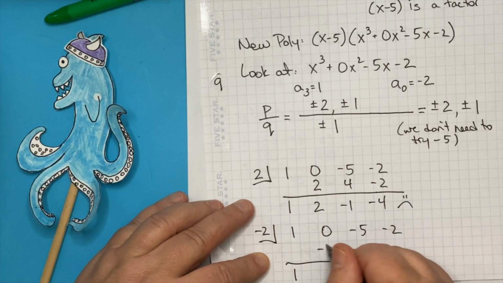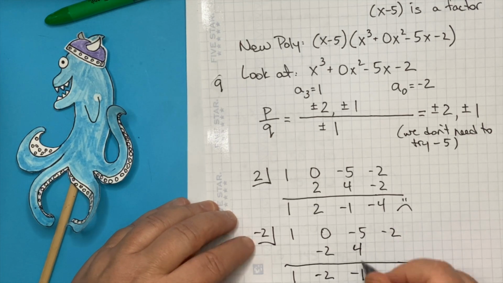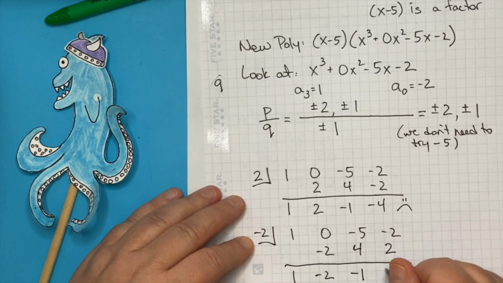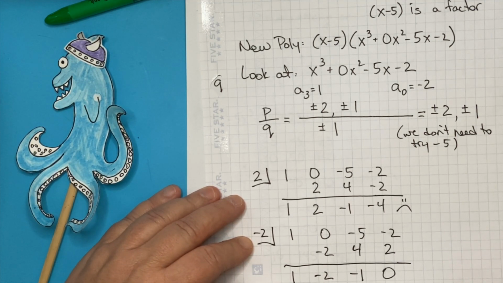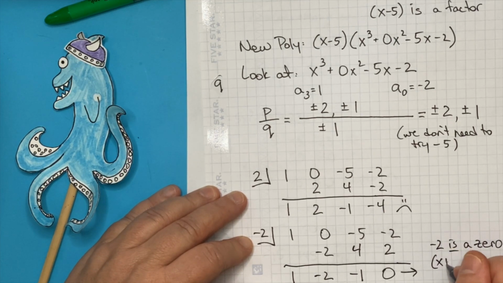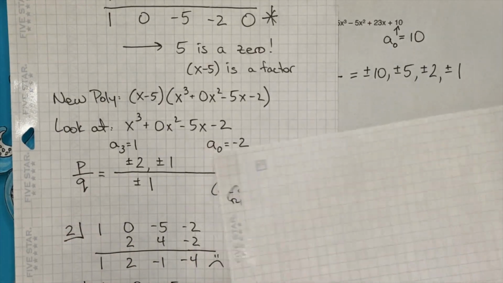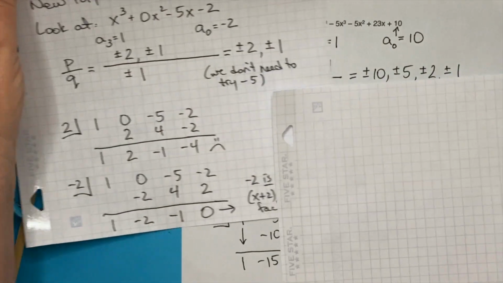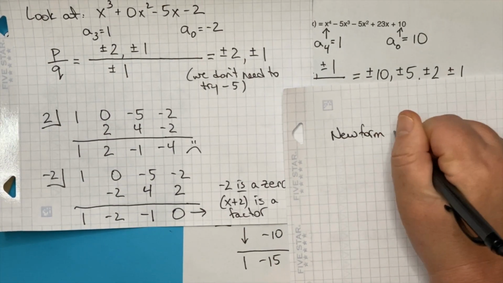Okay, 1, -2, -2. -2 times -2 is 4. -1, -1 times -2 is 2. That's 0. Okay, so now we know -2 is a 0, and x plus 2 is a factor. And we've got a new polynomial that we're looking at. And in fact, I'm calling it a new polynomial, but it's not really new. It's just a new form.